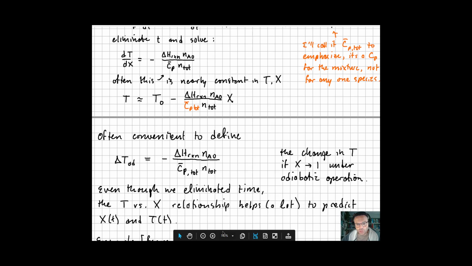So please see the worksheets and the example problems for lots of analysis using these kinds of things.